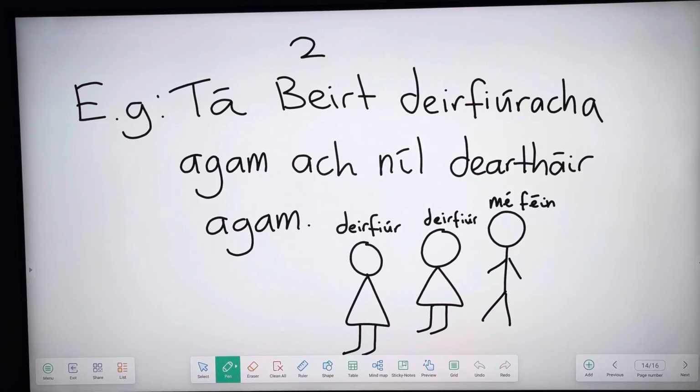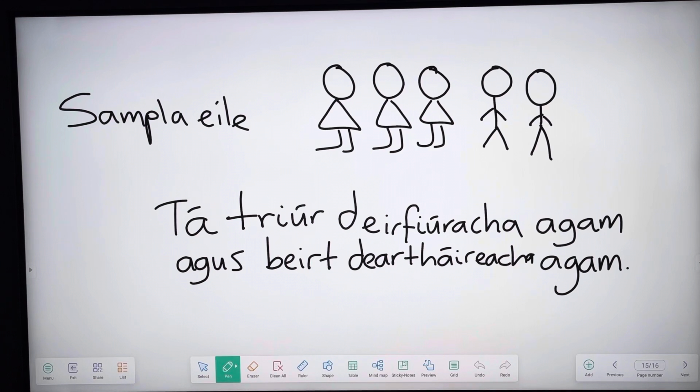Plural and singular coming together here. For example, if you have both of these things: tá triúr deirfiúracha agam agus beirt deartháireacha agam. So I have 3 sisters and 2 brothers.